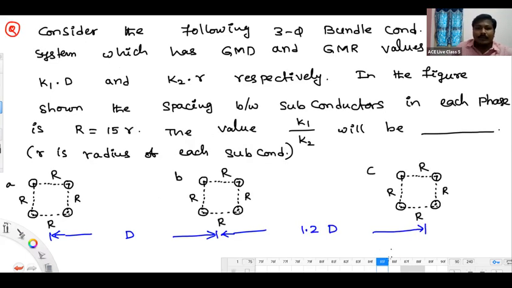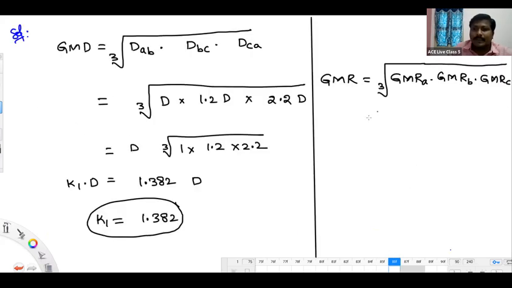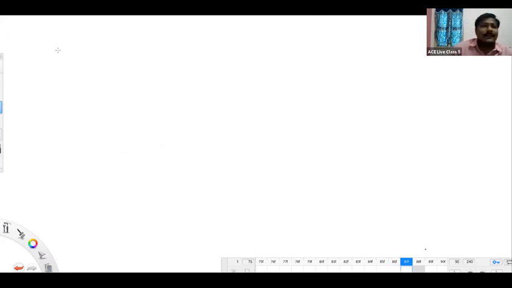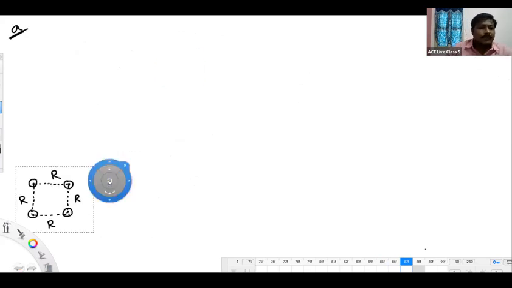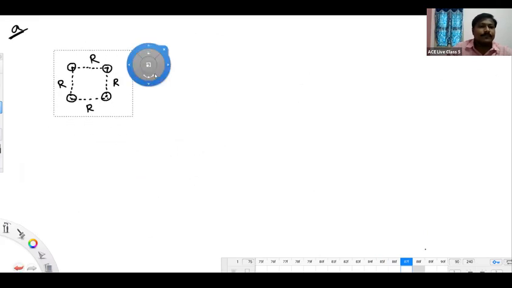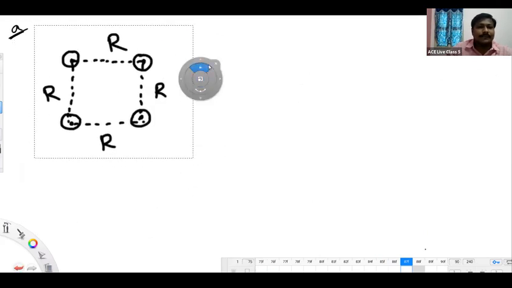Already you know that the subconductor configurations in phase A, phase B, and phase C are identical. Yes or no? Then obviously it will simply result in the GMR of phase A, because the subconductor configuration in each and every phase is identical. So you'll get the GMR of phase A. Let us concentrate on phase A. This is phase A.